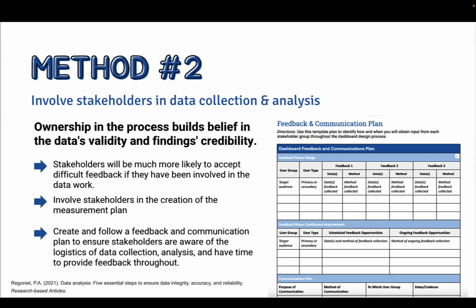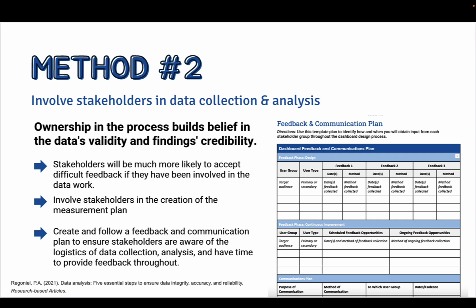The second method to support data integrity is to involve stakeholders in data collection and analysis and maintain communication throughout the process. Stakeholders will be much more likely to accept difficult feedback if they have been involved and are aware of the data work that has been completed. As mentioned on the previous slide, this can entail involving stakeholders in the creation of the measurement plan. Ownership in this process builds their belief in the data's validity and the credibility of the findings.